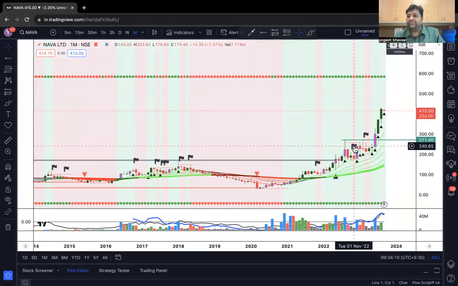So if you can see, this is flag number 1, flag number 2 in this area. So which is the highest flag? This flag. So what will happen? This flag's highest area is this one. So this is the resistance.